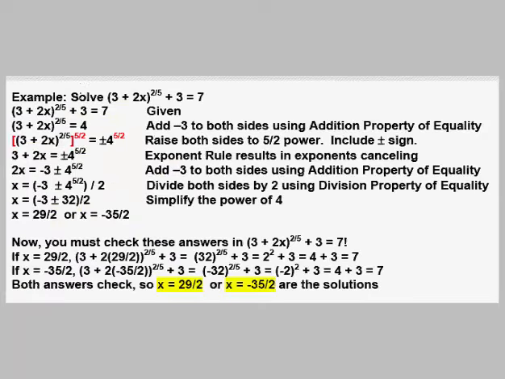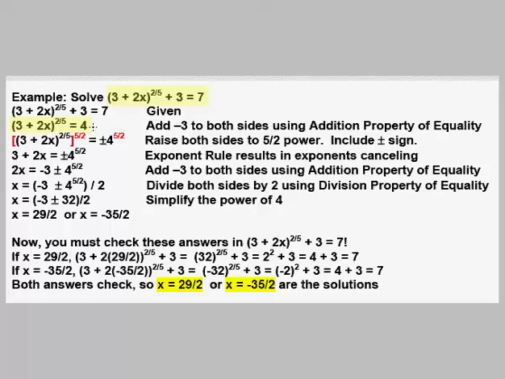In the next example, we're going to solve an equation that has fraction exponents. Our equation is (3 plus 2x) to the 2/5 power, plus 3 equals 7. Now the key to this type of equation is to get that fraction power isolated on one side of the equals and then raise both sides to the reciprocal power. So we want to get rid of the 3, and we do that by subtracting 3 on both sides. That gives us (3 plus 2x) to the 2/5 power equals 4.